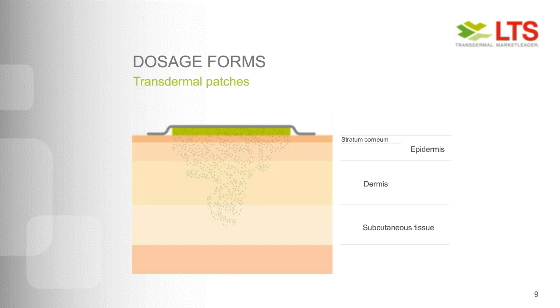How this works is simple. Basically, the API, the compound you would like to deliver, is dissolved in an adhesive matrix. The adhesive matrix is put on the skin surface. The API, by passive diffusion, moves through the stratum corneum into the viable epidermis and dermis region, and then it's transported by blood flow into the body.